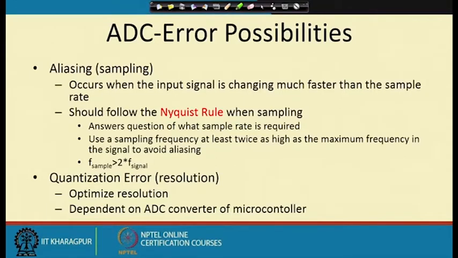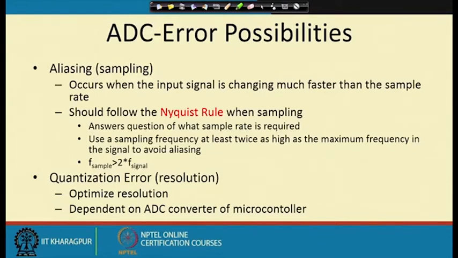Here also, when we are converting an analog signal to a digital signal, the sampling rate should be sufficiently high so that we have enough information about the signal when that digital signal is processed later on. The digital signal has enough information about the analog signal so that later reconstruction may be possible. There is a theorem called the Nyquist rule which is to be followed for this sampling. It answers the question of what sample rate is required.